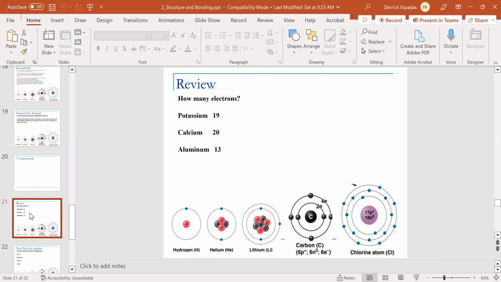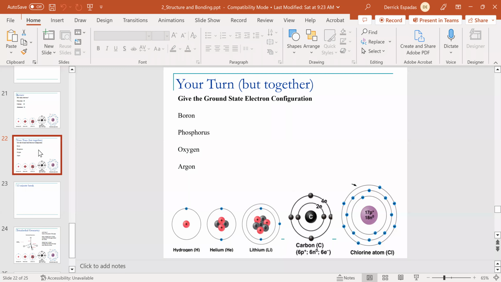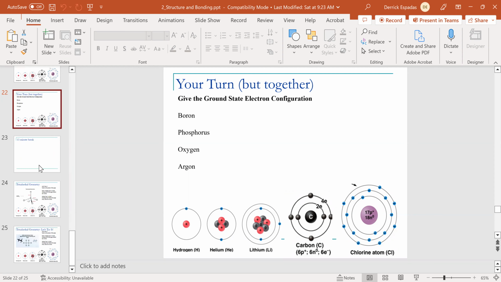So just a quick review. How many electrons does potassium have? 19. Calcium has 20, and aluminum has 13. So again, take a picture of this. This will be a future homework question. So give the ground state electron configuration. Again, I'm going to suggest asking me about that tutor. It'll just help you out so much, and myself as well.